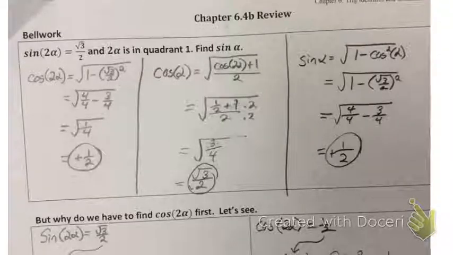So on the left-hand side, we're going to pretend like Mr. Pabian never told us to find the cosine 2 alpha first. And we're going to try to solve that bell work question above without using it. So the bell work was sine of, I'm going to change it to 2x because x is a lot easier to write than alpha all the time. And that was equal to, correct me if I'm wrong, square root of 3 over 2.